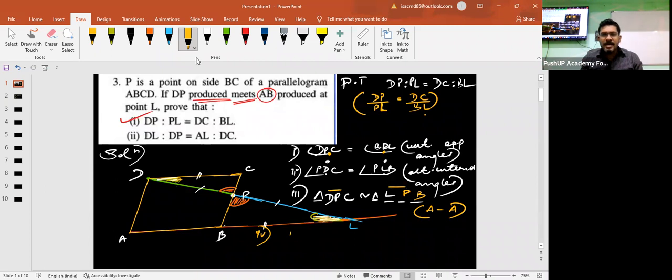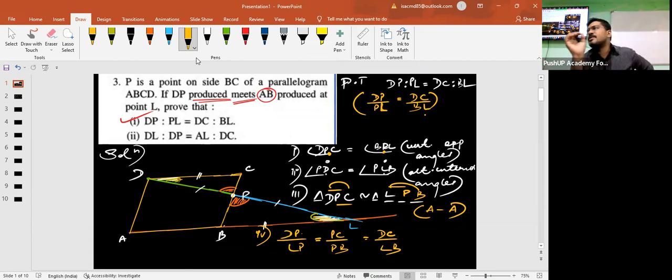Side DP upon side LP is equal to side PC upon side PB is equal to side DC upon side LB. You have written the ratios of the corresponding sides in proportion. Now things are getting easier. What were they asking us to show? They were asking us to show DP upon PL is equal to DC upon BL. Are we getting it from this result? DP upon LP or DP upon PL, both are the same, is equal to DC upon BL.